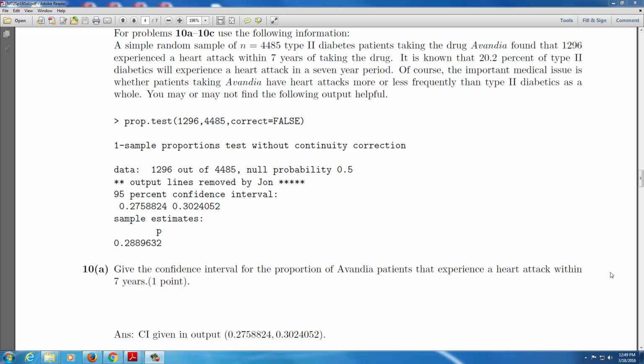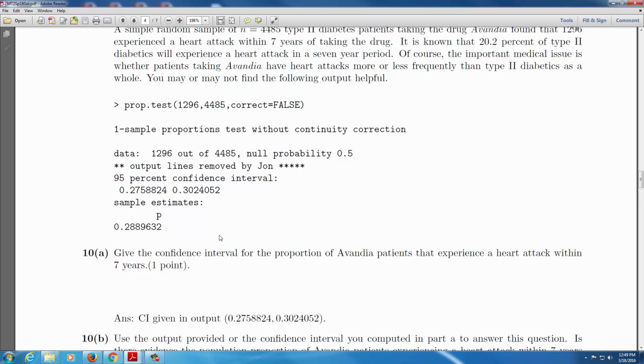On the top of page 4, you get a problem about one sample proportion. There were 4,485 subjects. There were 1,296 of them that had an event. If you divide that out and use the prop test output, you'll see the p-hat is 0.28896 for that sample proportion. In 10A, you're asked to produce the confidence interval. The confidence interval is provided right here in the output, so hopefully, and most people did get the right confidence interval put in there for 1 point.